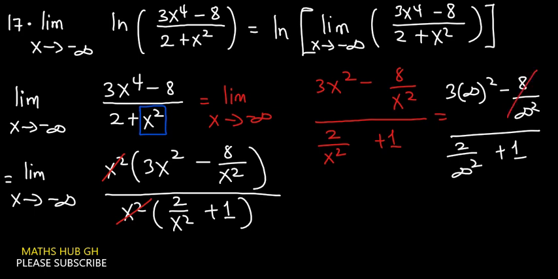Okay, so this value will approach 0. This will also approach 0. So at the end, we are going to have infinity divided by 1, which will give us infinity. So at the end, our limit will be equal to the natural log of infinity, and this will give us infinity. Okay, so that will be our answer.